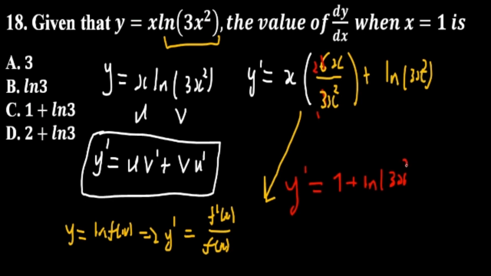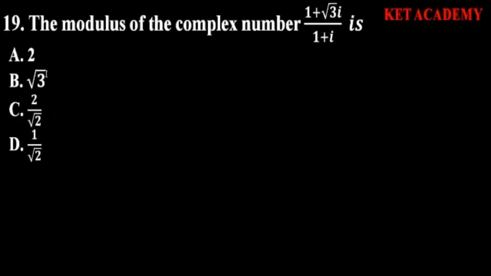But notice that the question said at the point x equal to 1, so we're simply going to substitute 1 anywhere we see x. So our y prime will simply be 1 plus ln of 3, because 1 squared is 1 and 1 times 3 will give us 3. Basically our y prime will just be 1 plus ln 3. Looking at our options, we see that the correct answer will be option C.